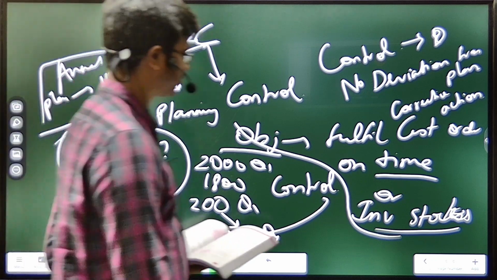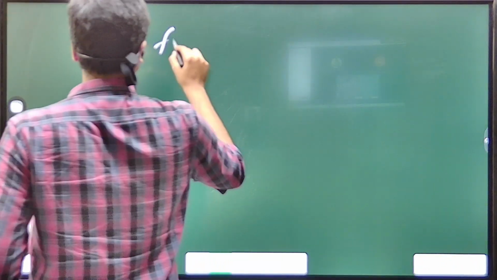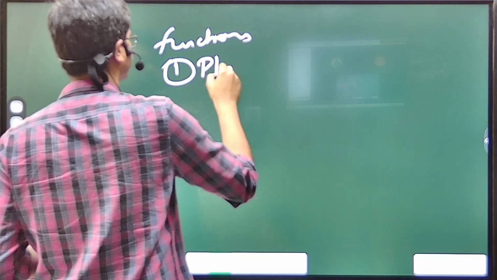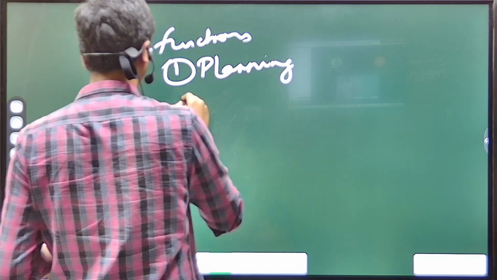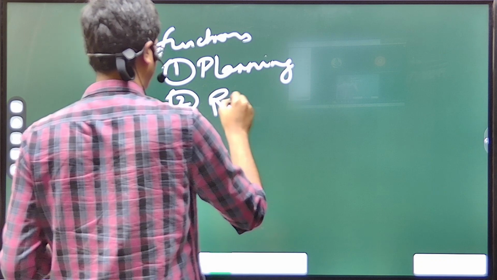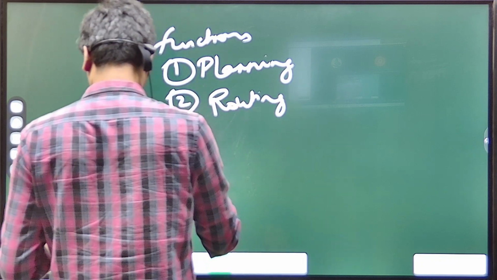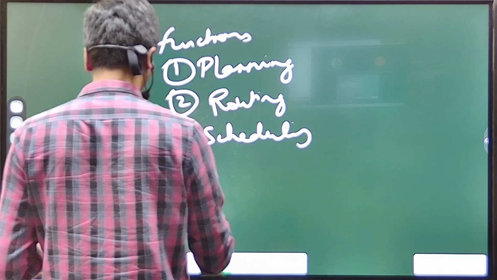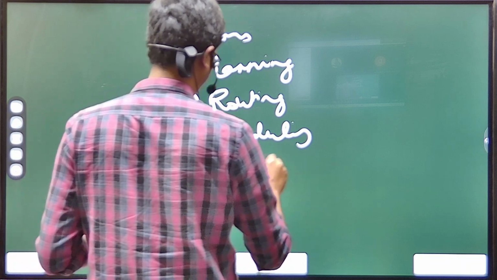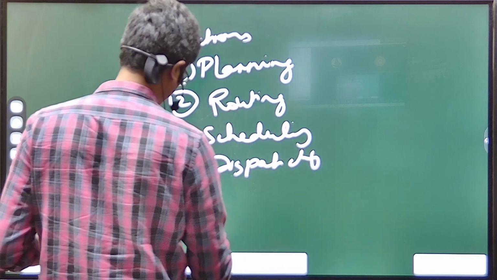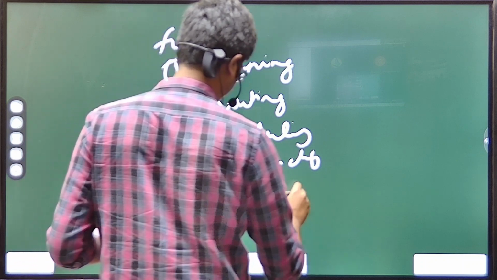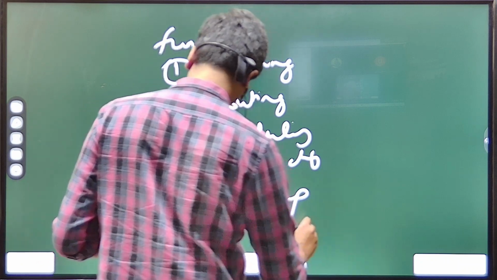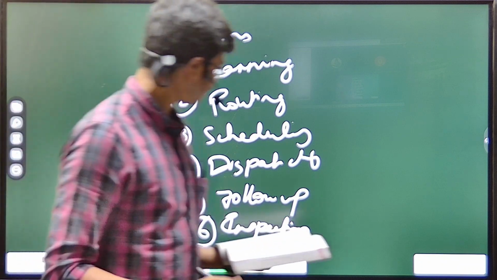And what are the functions that PP&C controls? The functions are planning, routing, scheduling, dispatching, follow up, inspection. Yeah. So these are the functions.